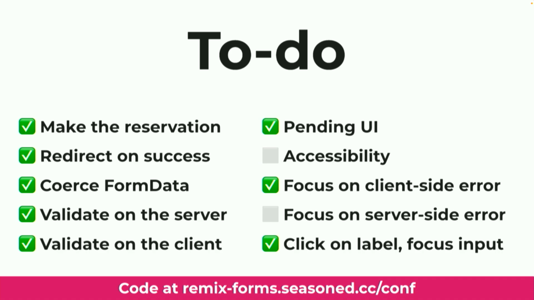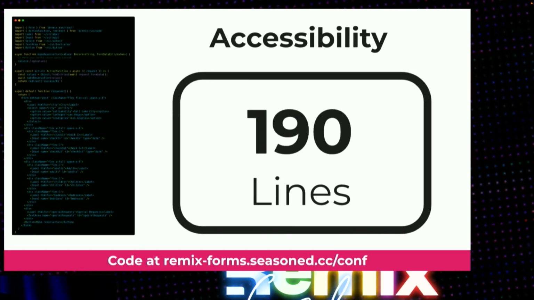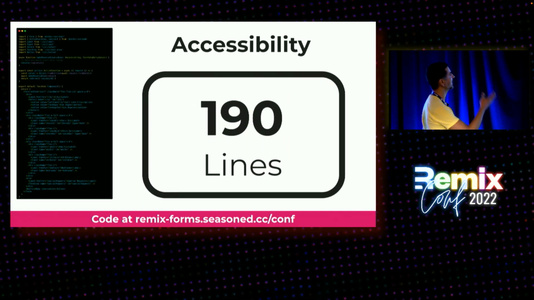Then we have 2 things left, accessibility and focus on server-side error. Accessibility takes a lot of lines. So we end up with 190 lines of code, but we are providing a good experience for screen readers, like errors, invalid fields, required fields, all the best practices for accessibility, and we are at 190 at the moment.